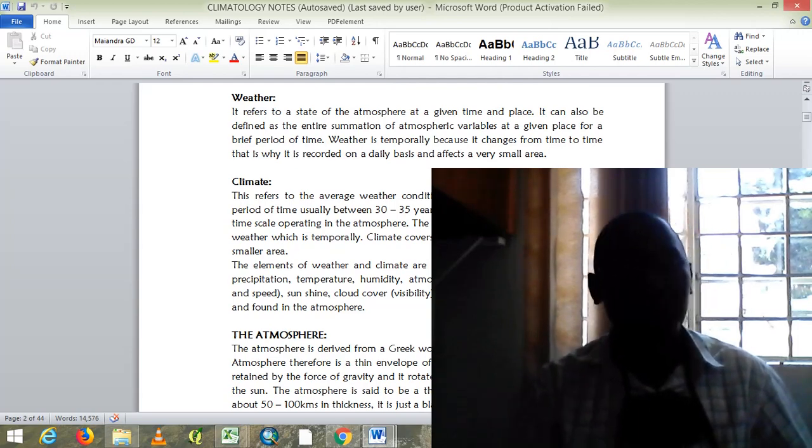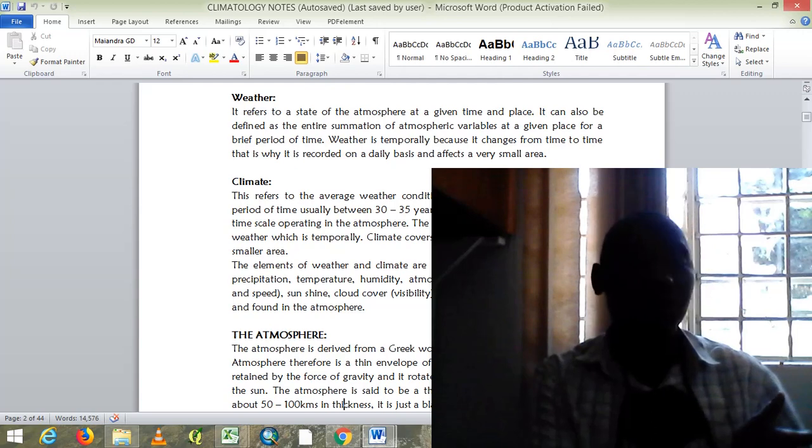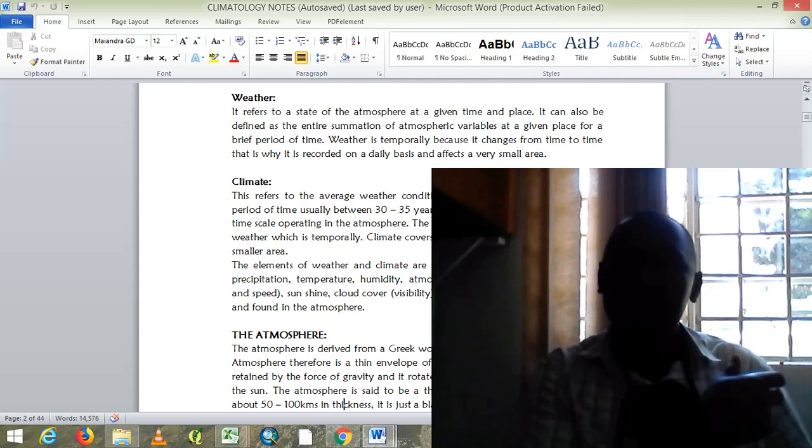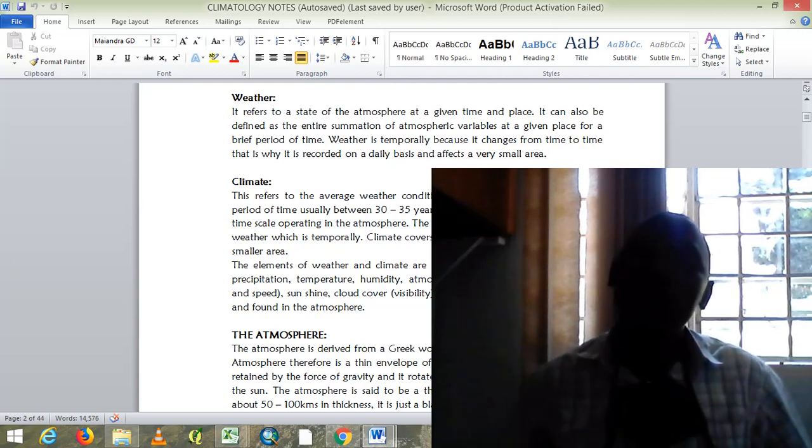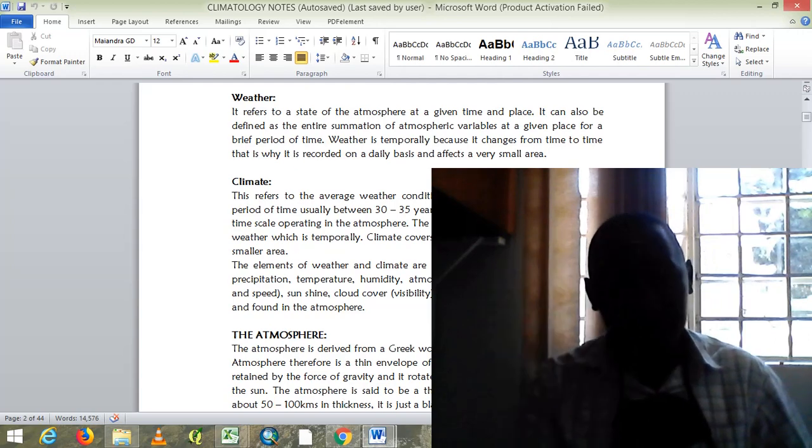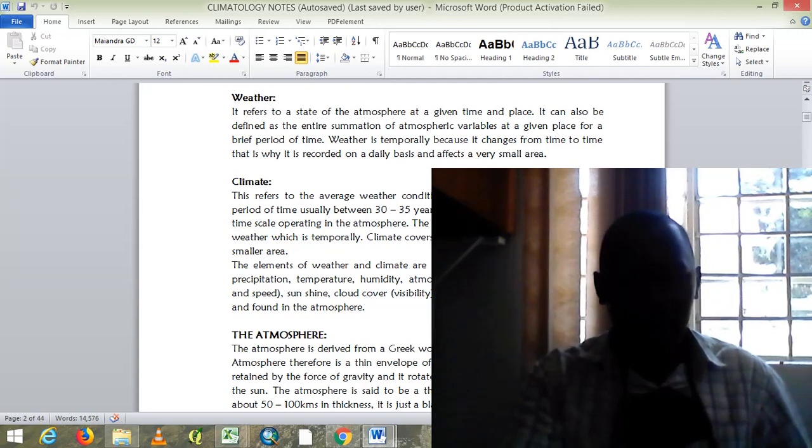I've told you, we usually receive afternoon rains here in UCU by around 2. But during the daytime from morning to that time, it's very hot. So weather can change. Weather is temporary. So climate tends to be permanent, unlike weather, which is temporary, and it covers a wider area.